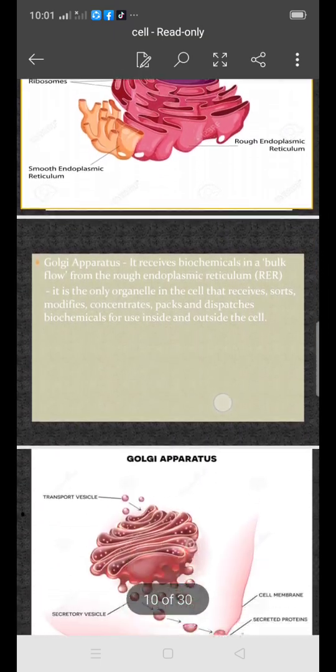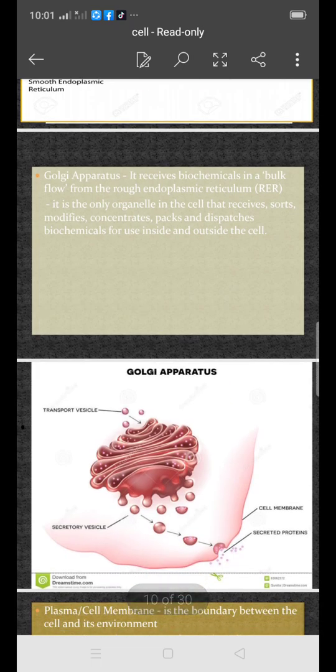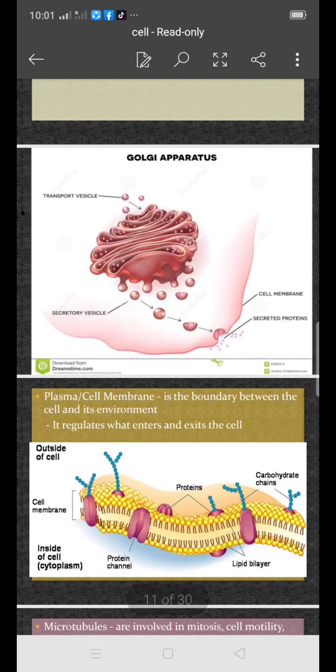And we have Golgi apparatus. It receives biochemicals in a bulk flow from the rough endoplasmic reticulum. It is the only organelle in the cell that receives, sorts, modifies, concentrates, packs, and dispatches biochemicals for use inside and outside the cell. So this is the image of Golgi apparatus.